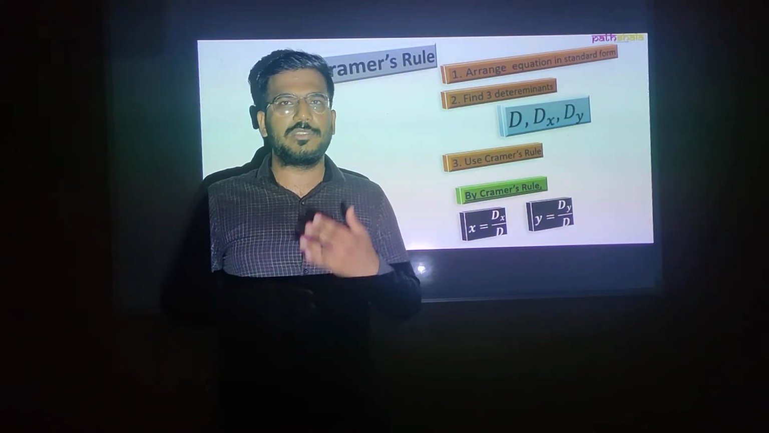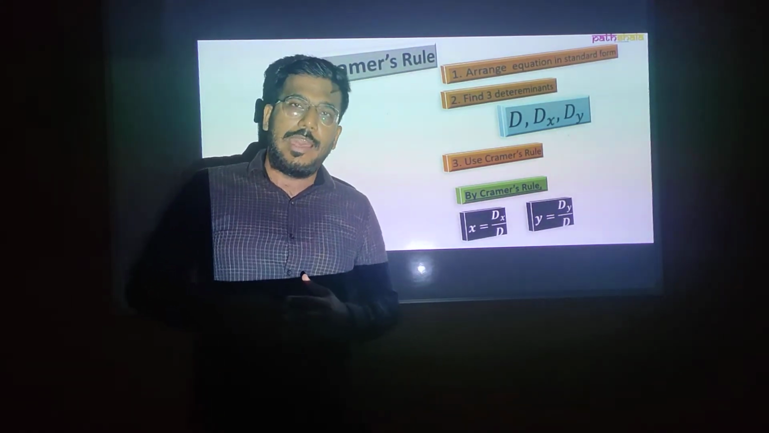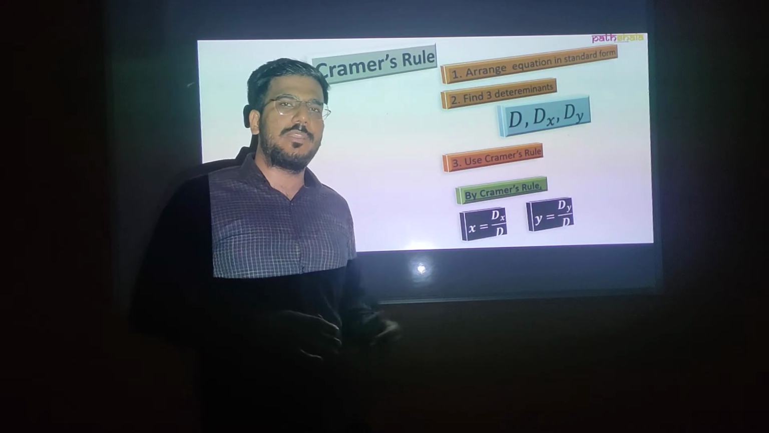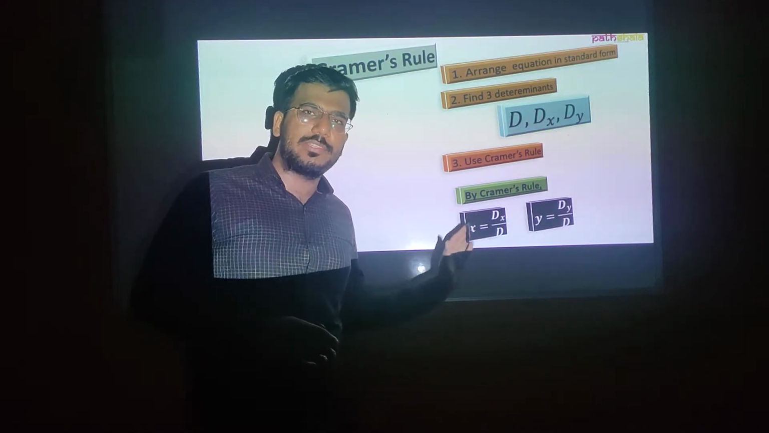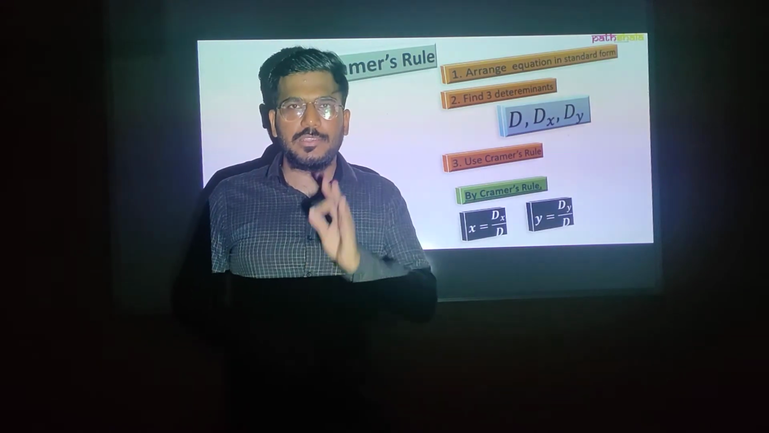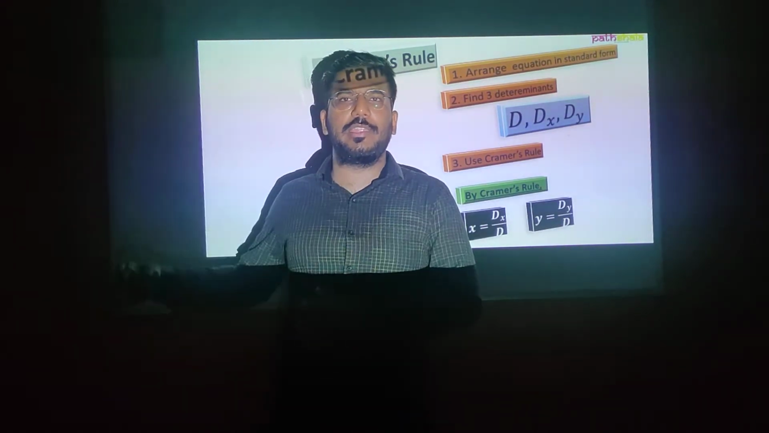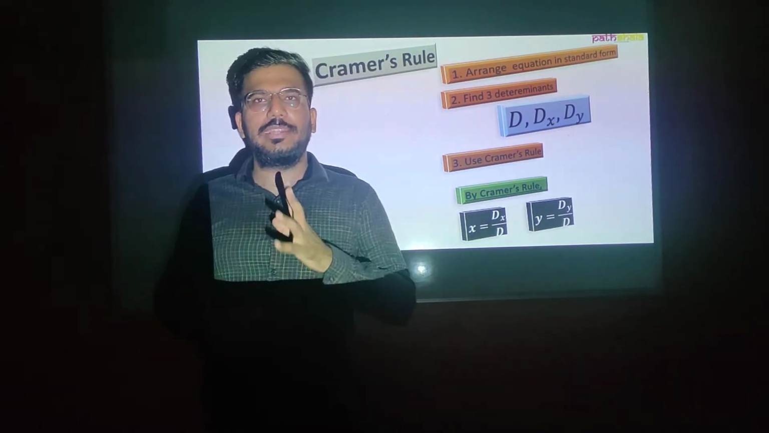Solve का मतलब ही क्या है? What is the main मकसद to solve the equation? To get the values of variable. And we get the values of variable by using Cramer's rule as x is equal to Dx upon D, y is equal to Dy upon D. These are the steps of Cramer's rule, or these are the steps which we have to use while solving any problem by Cramer's rule. Let's see the first sum.